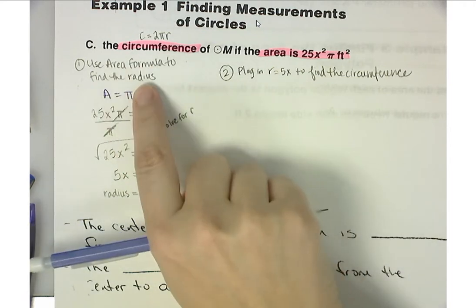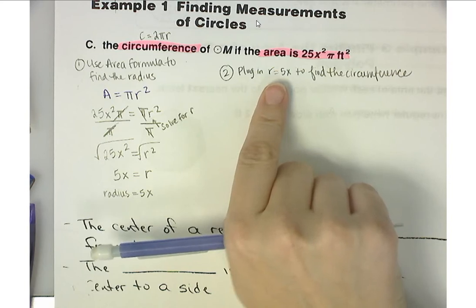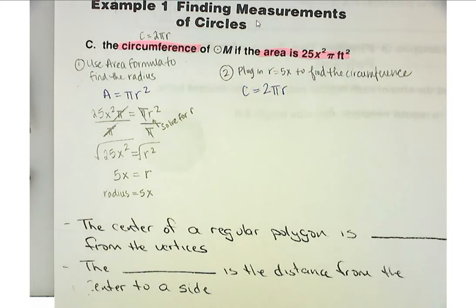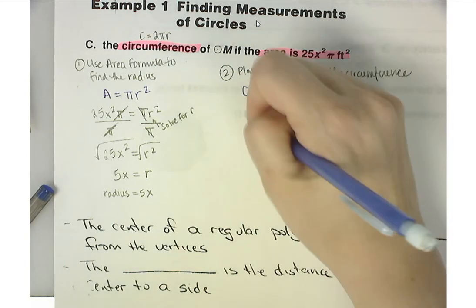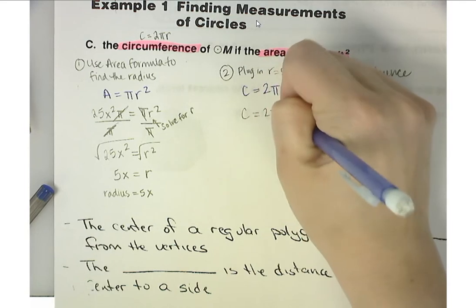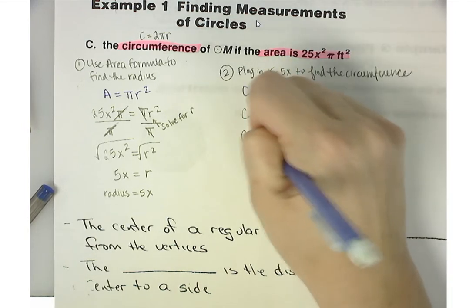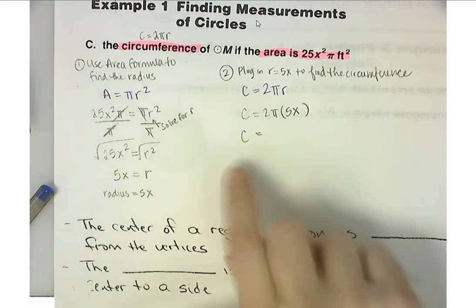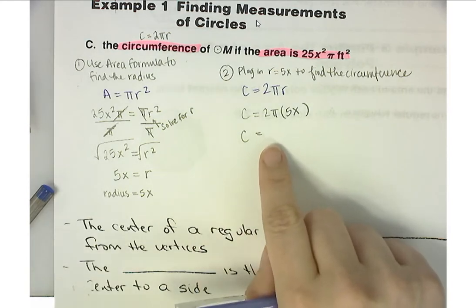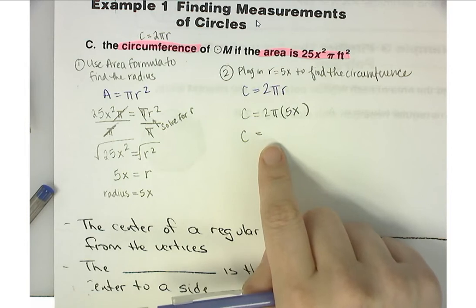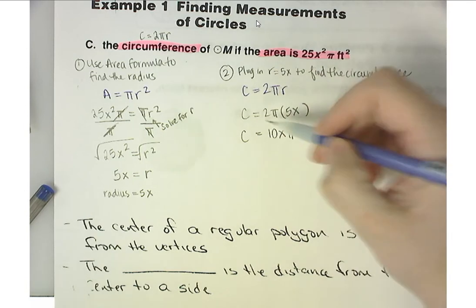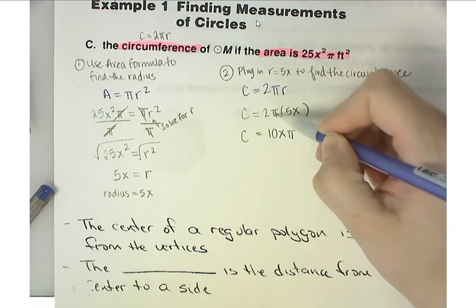Use the area formula to find the radius, plug in to find the circumference. Okay, so then the circumference is 2 pi r. So then this will be 2 pi times 5x. Now when you're multiplying these together, if you have two numbers, you do want to multiply them. All right, Jana, do you want to tell me what you think this would be? 10x. Yep, okay, so it's going to be 10x and then pi. So 2 times 5 is where you get the 10. You have 1x and then you have 1 pi.